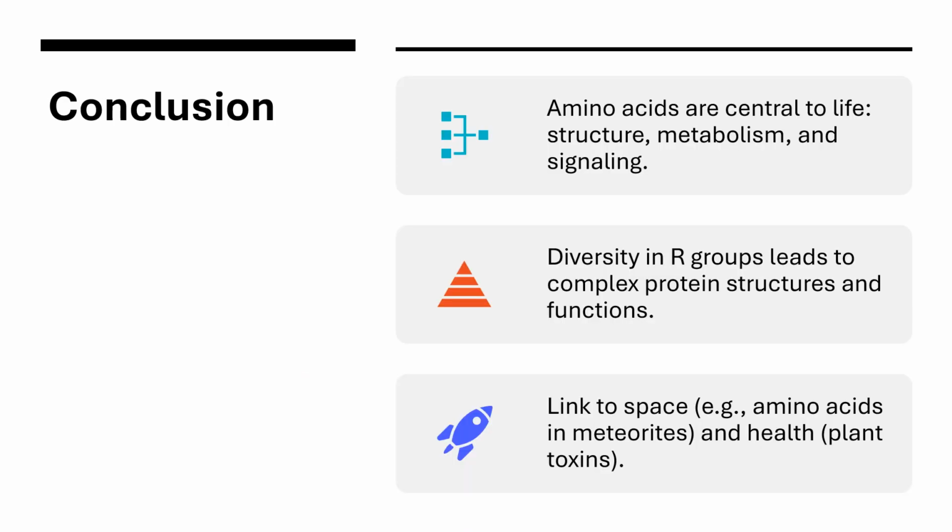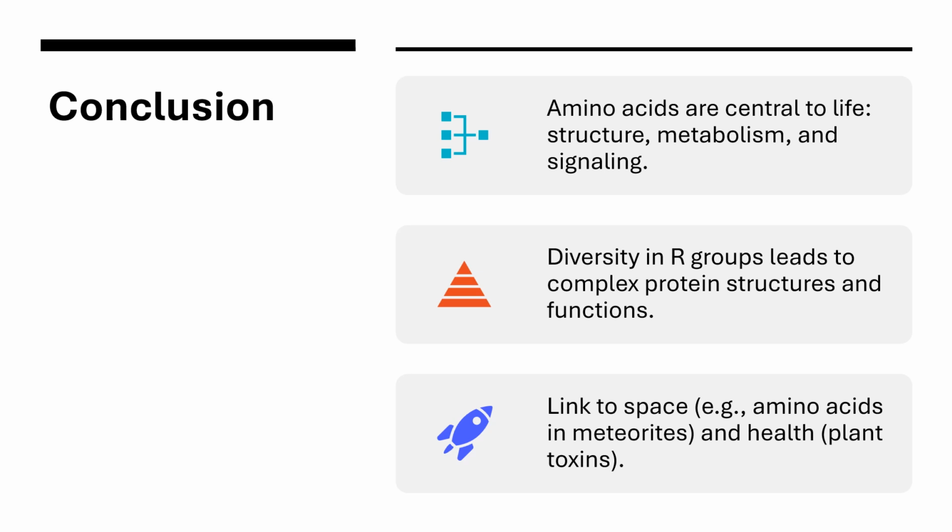So here we go, we're going to wrap it up. Amino acids are incredibly versatile. They're not just protein builders, they're also involved in metabolism, signaling, and even in origins of life studies. In fact, amino acids have been found on meteorites, which supports the idea that they may have played a role in the origin of life, which is very, very interesting.